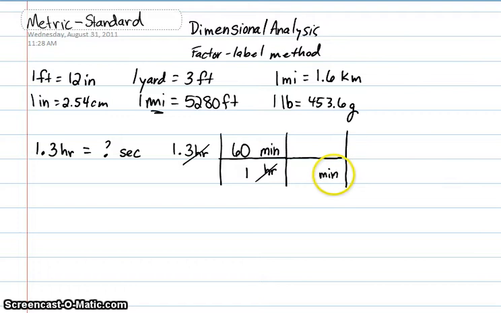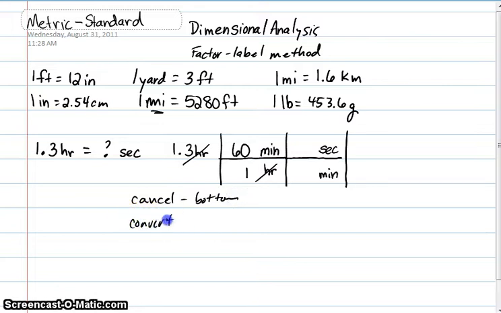Minutes goes on the bottom. Why? Because I have minutes on top. I want to cancel minutes. And seconds goes on top because that's what I want to get. Remember, what you want to cancel is on the bottom. What you want to convert to is on the top. That's important.